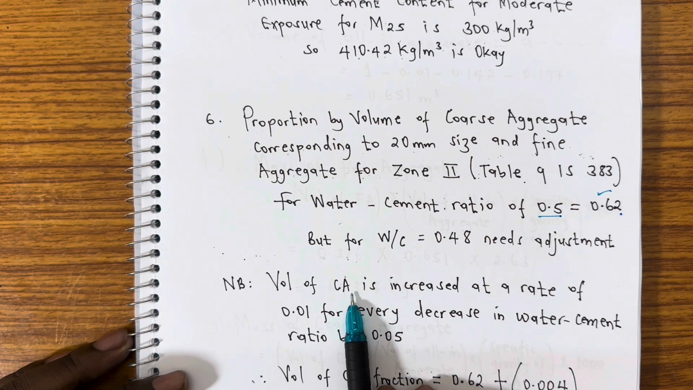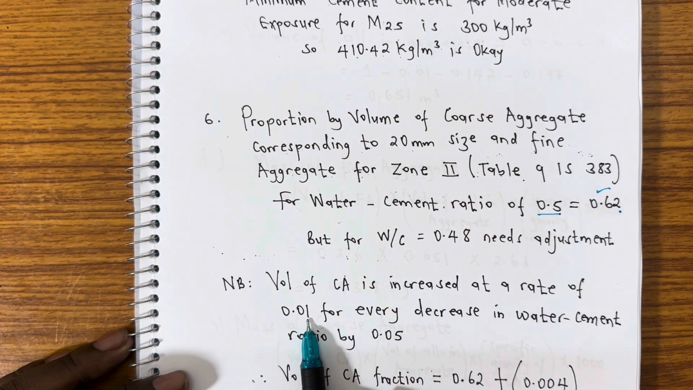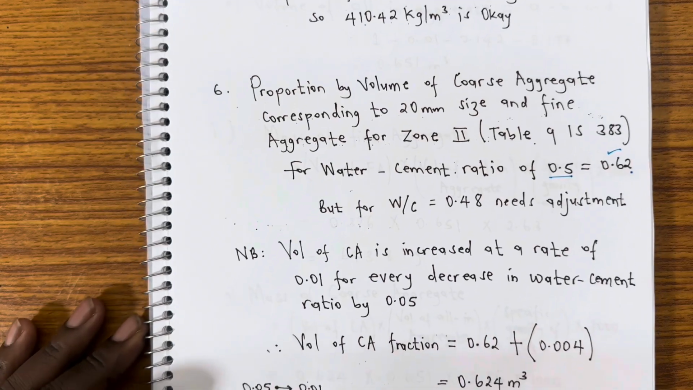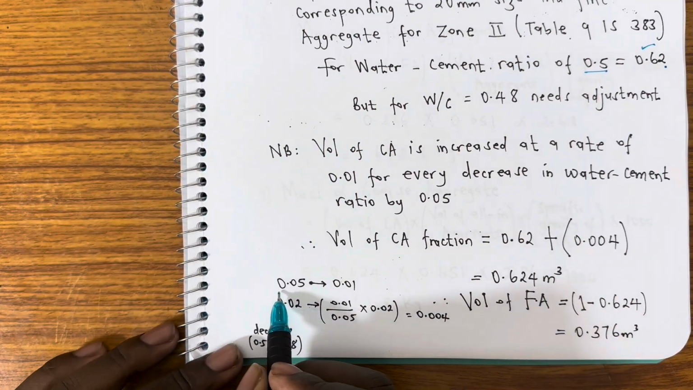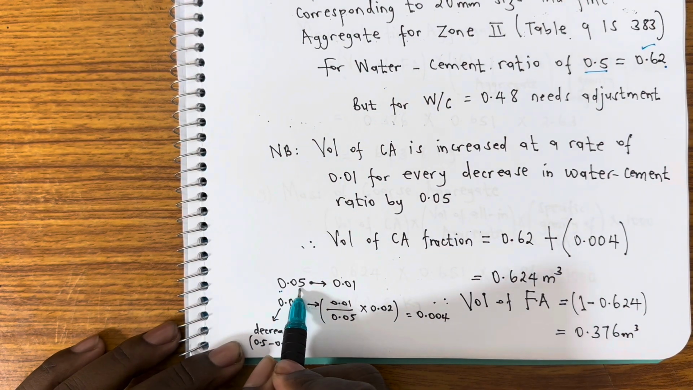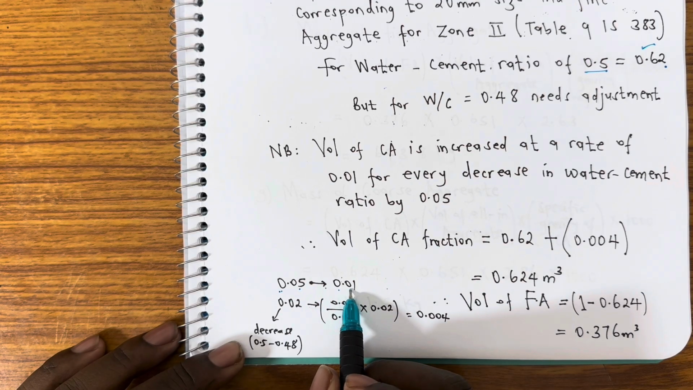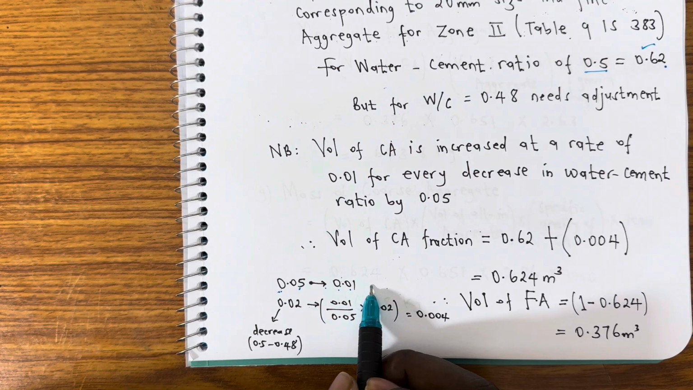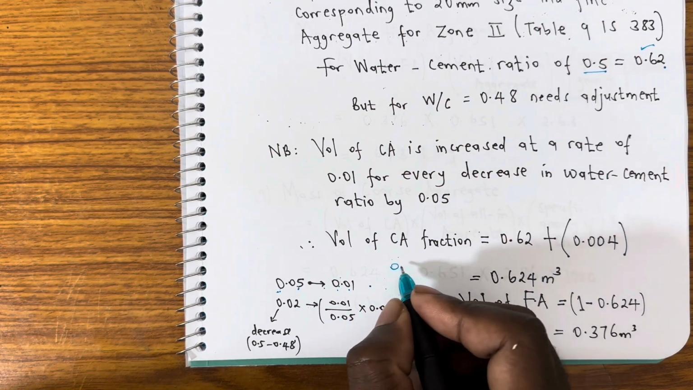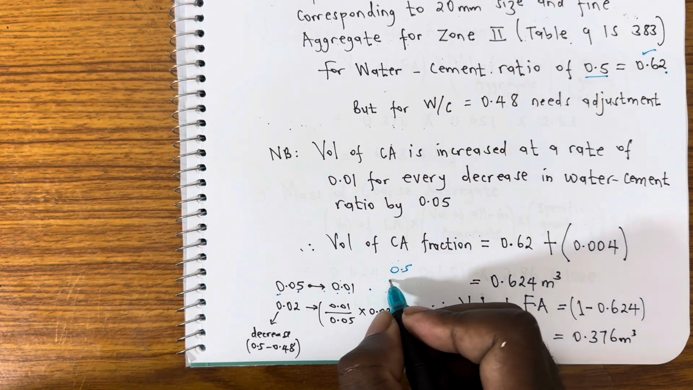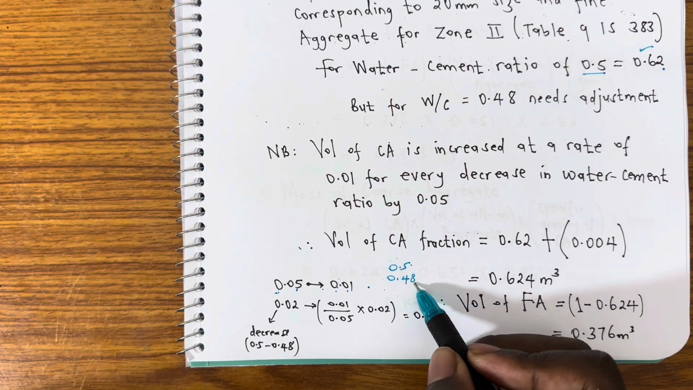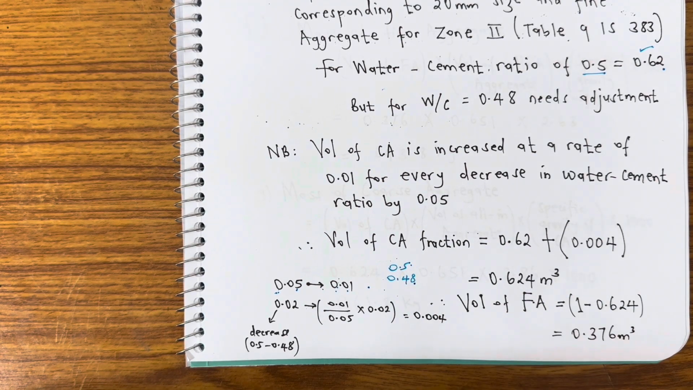Take a key note here. Volume of coarse aggregate is increased at a rate of 0.01 for every decrease in water cement ratio by 0.05. So I will explain that to you slightly. Now look at this. What is our decrease? We have 0.5, which we know the value, but our water cement ratio is 0.48. So the difference is 0.5 minus 0.48. What do you get? You get 0.02.